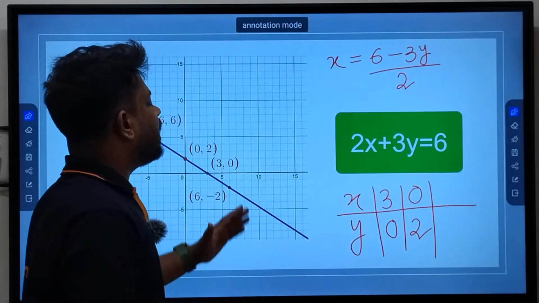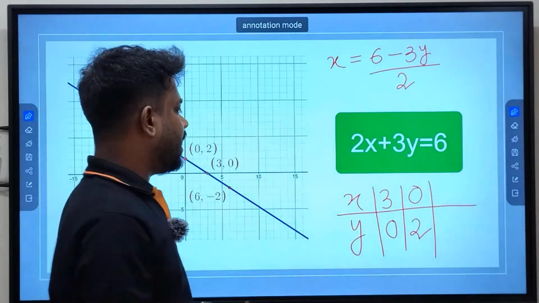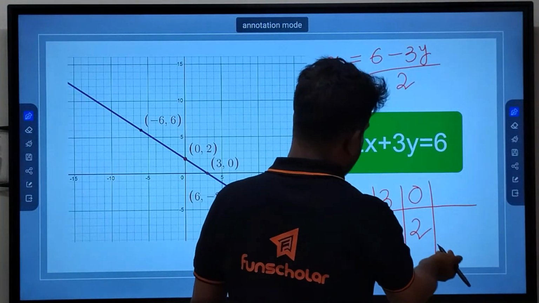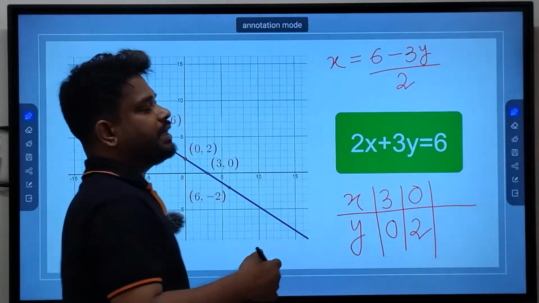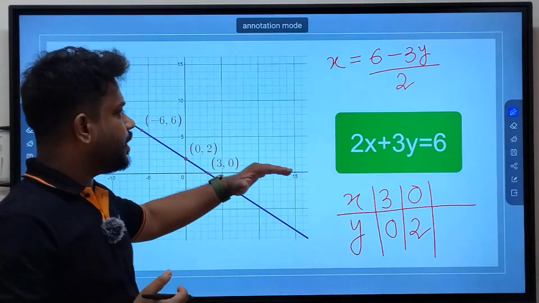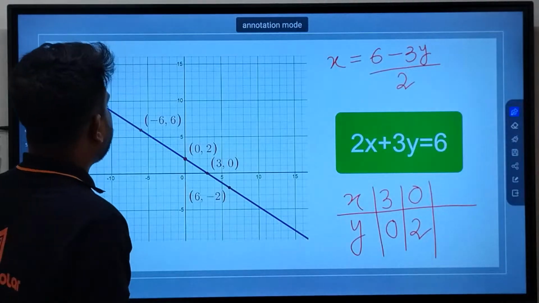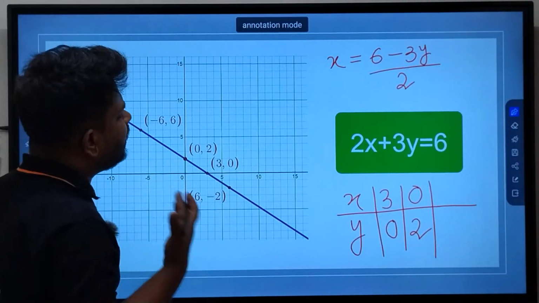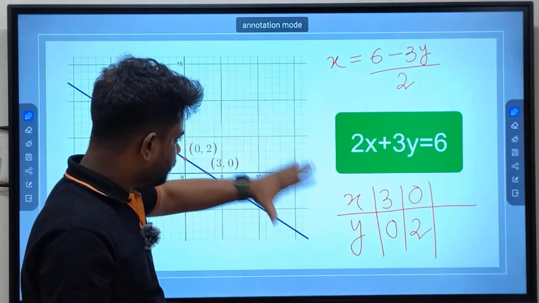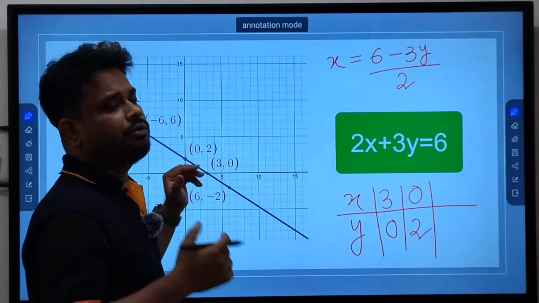Similarly, there are so many points which I can take for y, and the value of x will be different. Because there are infinitely many solutions, but we only need 3 or 2 points of the equation.